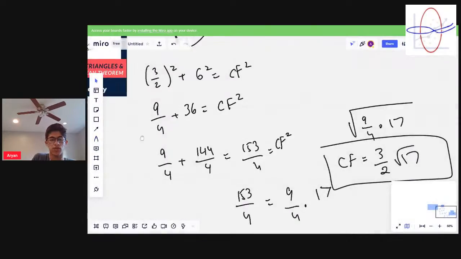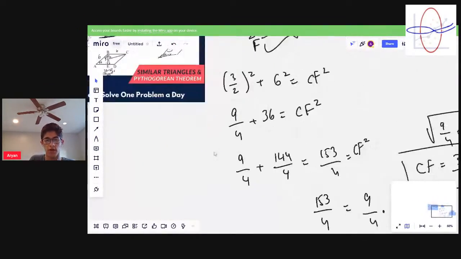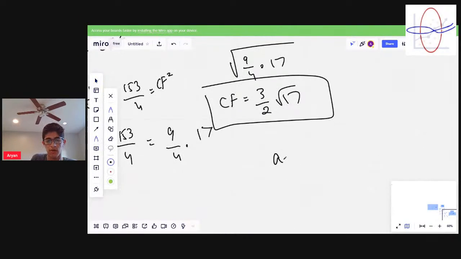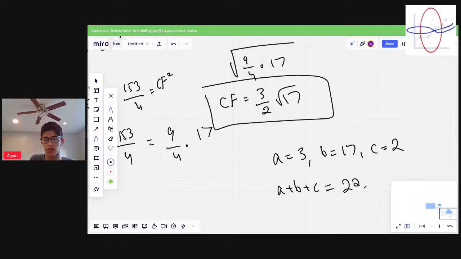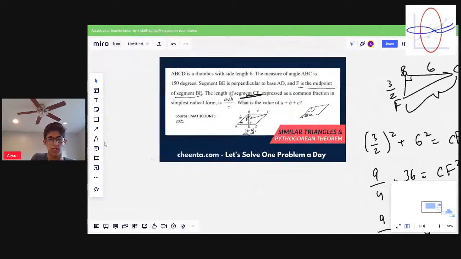And then going back to the problem, they're asking for the value of a plus b plus c, where a is, in this case, 3, b is 17, and c is 2. So that means a plus b plus c is just the sum of these, 22. So our final answer is 22. So I'd write that and move on. That should be all for this question.